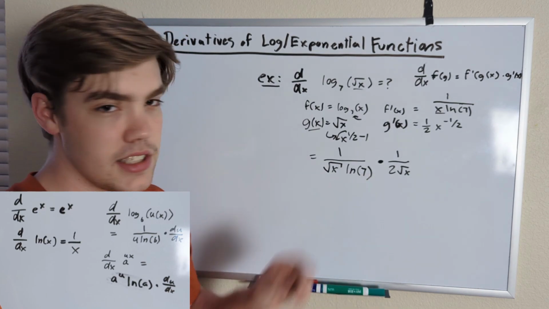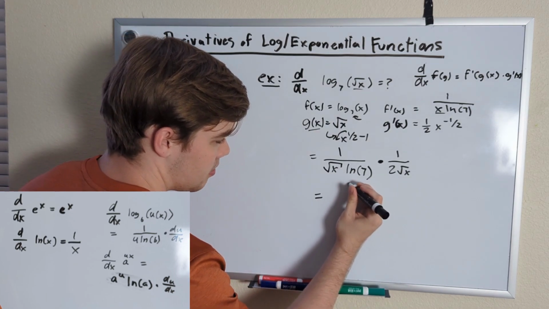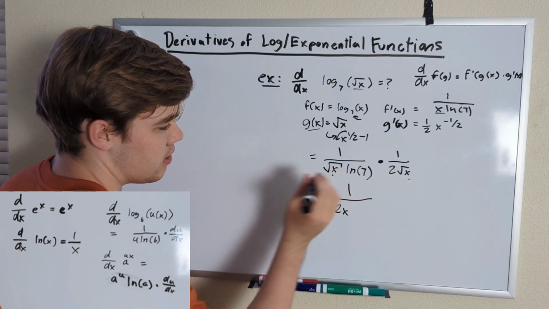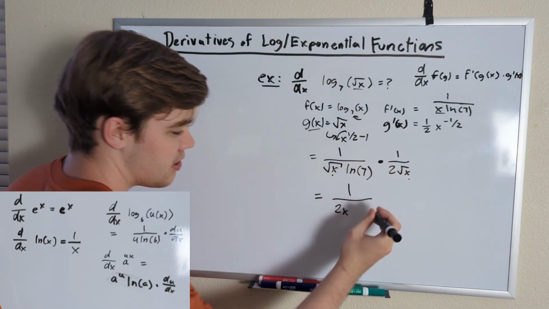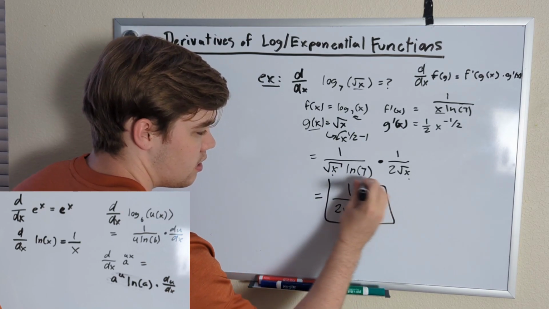Anything being multiplied by itself under a square root is just equal to whatever is under the square root. So this function is equal to 1 over 2x. Remember, square root of x times square root of x is just equal to x. And then this 2 is still here, times natural log of 7. And that is our derivative.